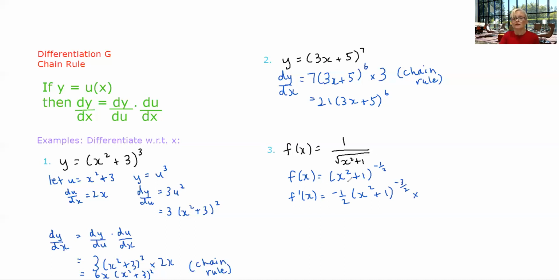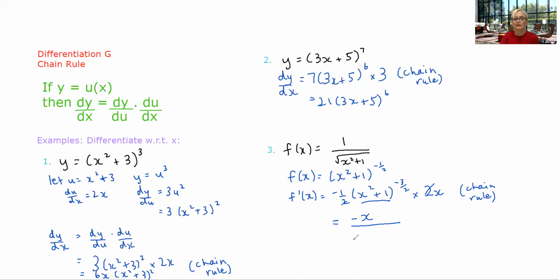But this wasn't just an x, this was a function of x. So we now need to multiply by the derivative of that innermost function, which is our x squared plus 1. So that's our chain rule coming into effect. Okay, what are we going to do here? Well, the 2's will cancel. You're going to end up with negative x in the numerator, and in the denominator, you're going to get this x squared plus 1 to the 3 on 2.